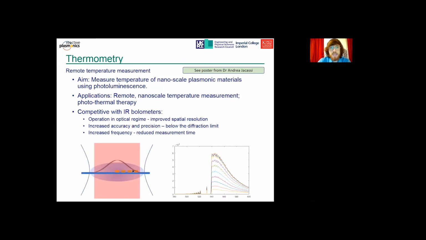In addition to benchmarking the properties of these materials, we're also aiming to measure the heat generated upon illumination of these materials. We've been looking at measuring the temperature of nanoscale plasmonic materials using photoluminescence. And this method has been developed in-house, and it's something that could be competitive with infrared bolometers for remote temperature measurement, because we're operating in the optical regime, we're below the diffraction limit, and we have a reduced measurement time.